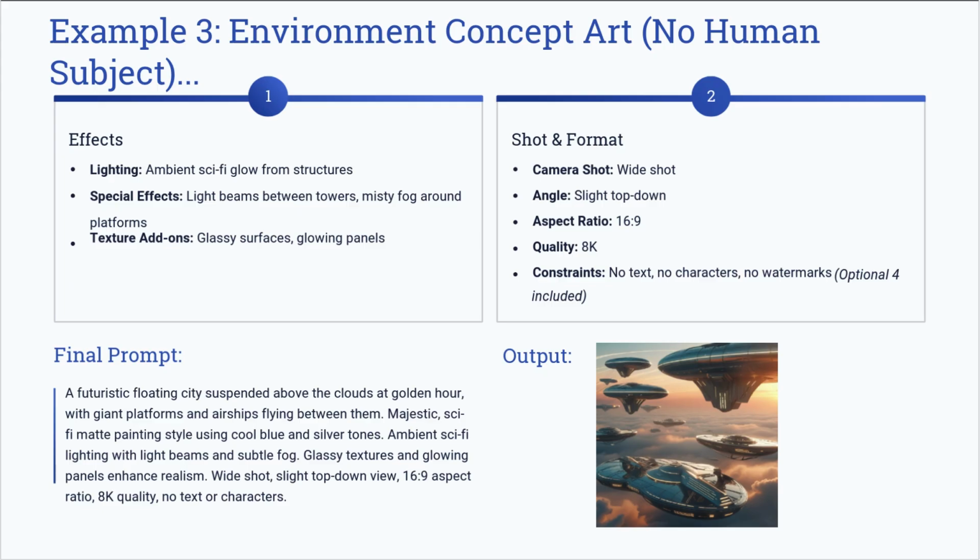A futuristic floating city suspended above the clouds at golden hour, with giant platforms and airships flying between them. Majestic, sci-fi matte painting style using cool blue and silver tones. Ambient sci-fi lighting with light beams and subtle fog. Glassy textures and glowing panels enhance realism. Wide shot, slight top-down view, 16:9 aspect ratio, 8K quality, no text or characters. And there you go, a powerful environmental prompt with zero characters, but full of imagination.